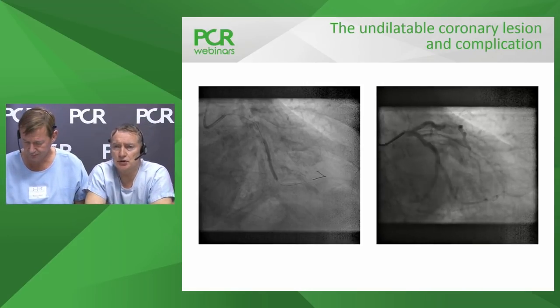Yeah, the conclusion should be that you can use rotablation or ROTAPRO not only for undilatable lesions, but also when you have a very calcified lesion, and it is very important to think to use rotablation in first intention before balloon PCI. And in this case, you can see that you could avoid a big dissection or an occlusion of the artery if you use rotablation in the first intention to avoid these complications.